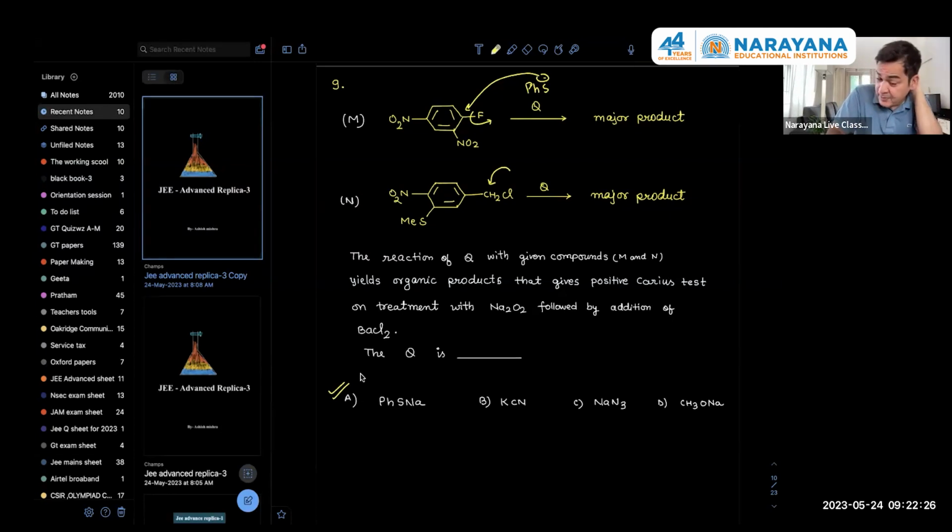Now you may think something different. Sir, in this case, sulfur is already present, so I can use any one of them. Anyhow, it will give the Carius test, but the Q is common for both. If you use any of the reagents, the next reaction will not match. So by default, you have to go with A only. Don't be confused, right?